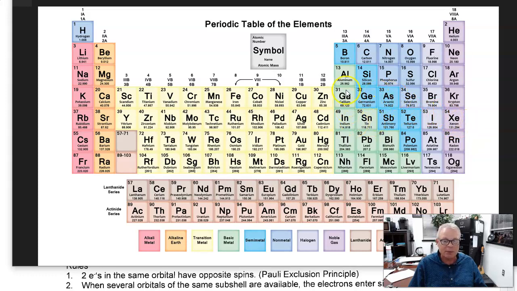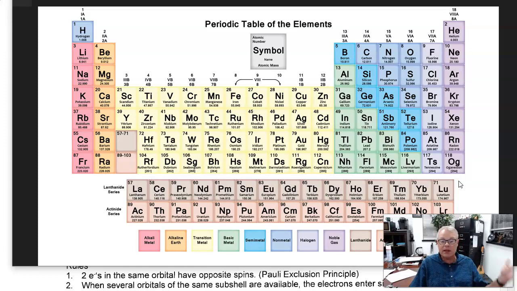All right, so for example, how many columns do I have here in the p block? I've got 1, 2, 3, 4, 5, 6. How many electrons can I fit in a p subshell? 6. Again, not by coincidence.